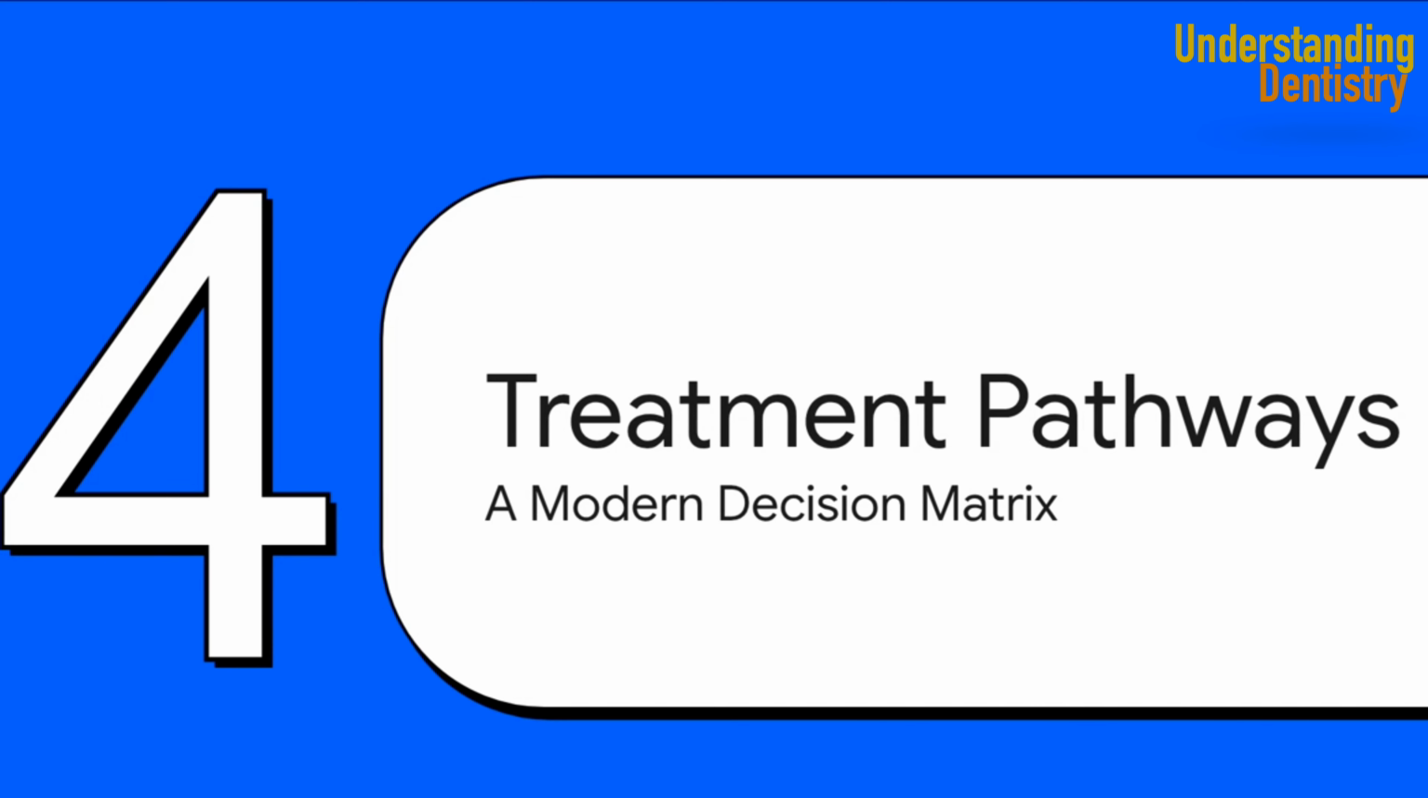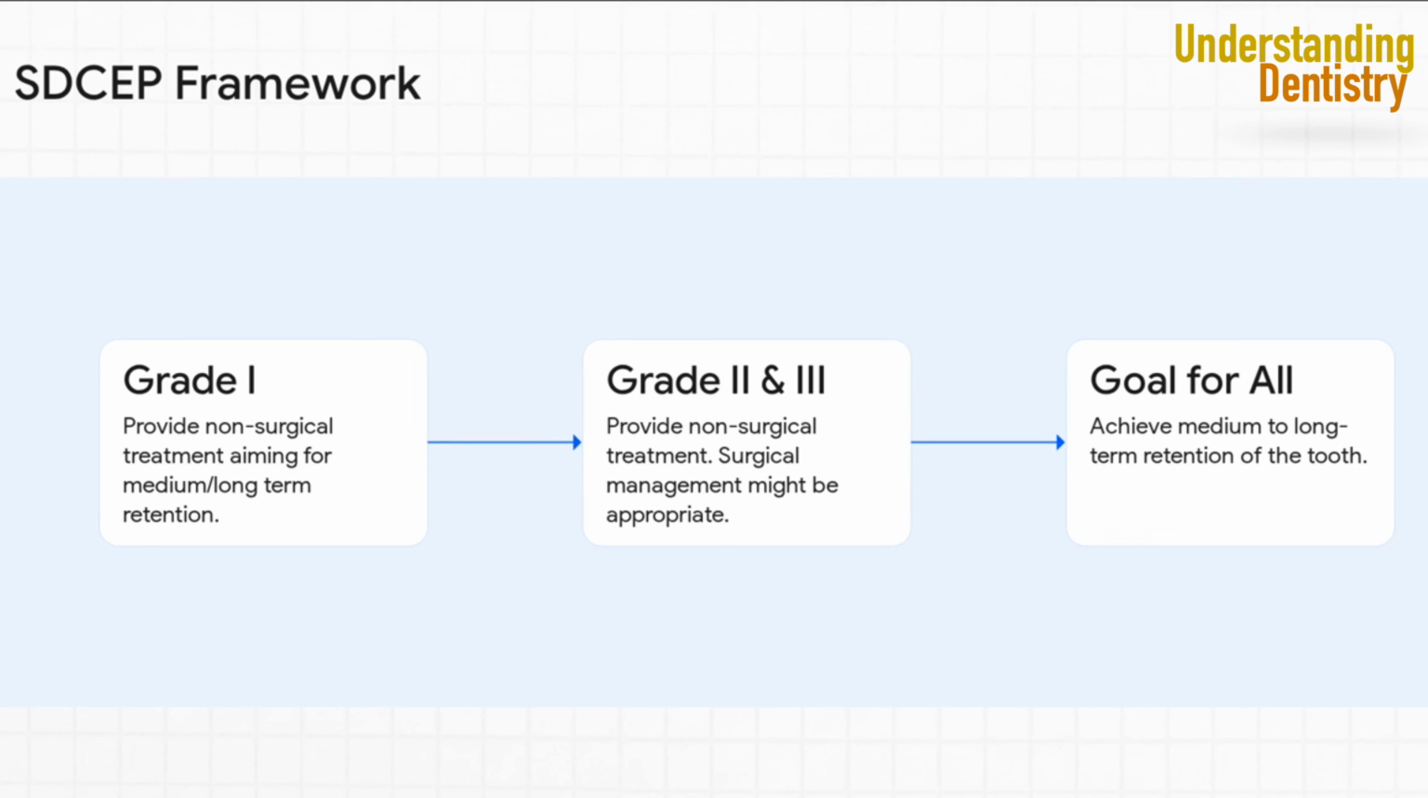Okay, so we've defined the challenge and we know the complicating factors. Now, what do we actually do about it? Let's walk through the evidence-based treatment pathways that we should be considering. The SDCEP gives us a really solid practical framework. For grade 1 furcations, it's straightforward, non-surgical therapy. For grade 2 and 3, guess what? The first line of attack is still non-surgical therapy with the goal of medium to long-term retention. We only start really thinking about surgical management for the more advanced cases.